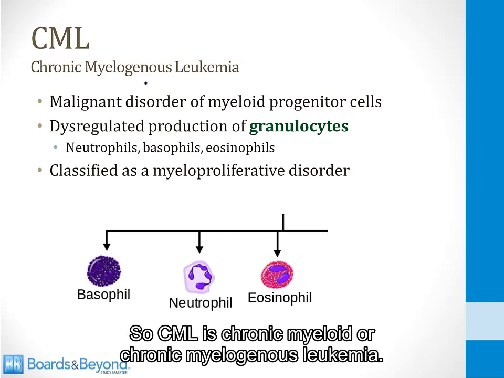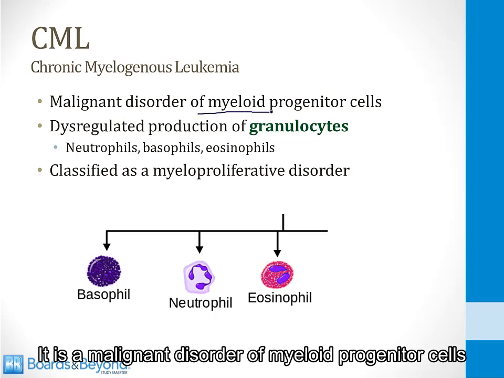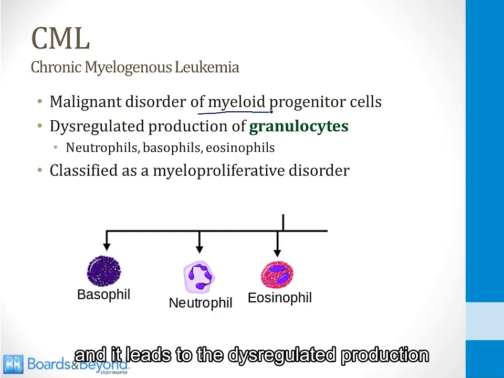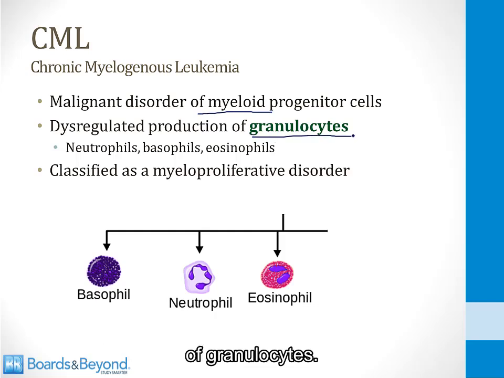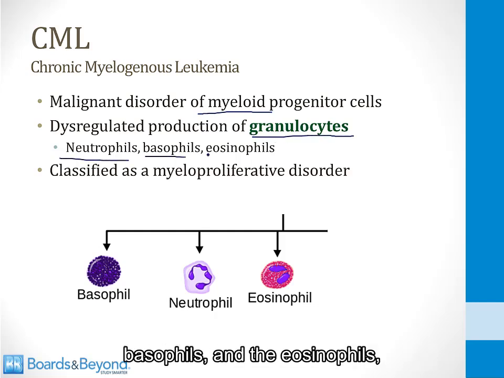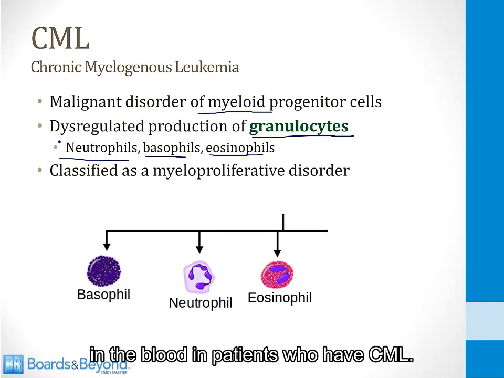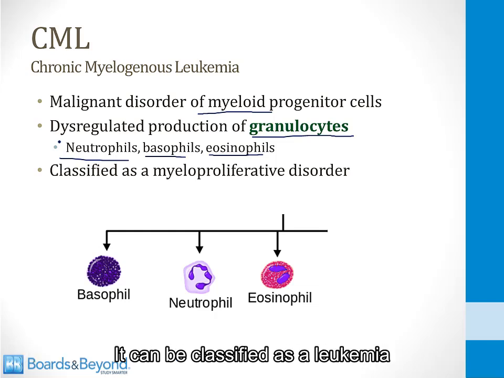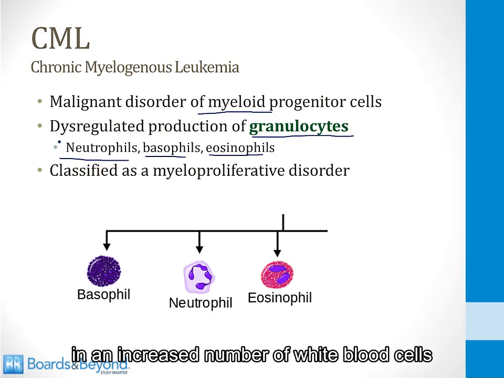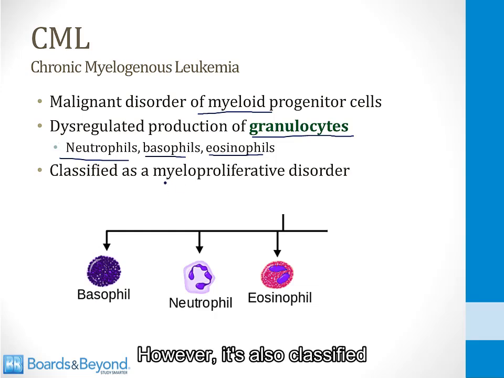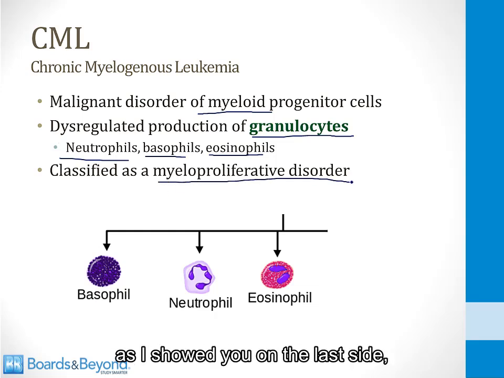So CML is chronic myeloid or chronic myelogenous leukemia. It is a malignant disorder of myeloid progenitor cells, and it leads to the dysregulated production of granulocytes. And recall that granulocytes are neutrophils, basophils, and eosinophils, so you're going to see increased numbers of these cells in the blood in patients who have CML. It can be classified as a leukemia because the disease results in an increased number of white blood cells in the bloodstream. However, it's also classified as a myeloproliferative disorder because, as I showed you on the last slide, it results in overproliferation of cells of the myeloid lineage.